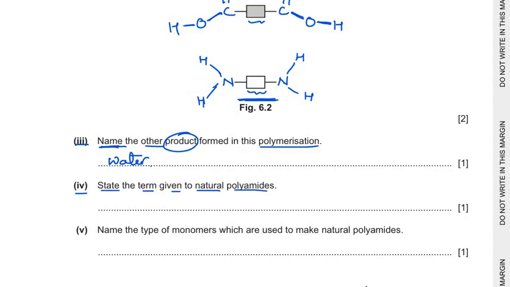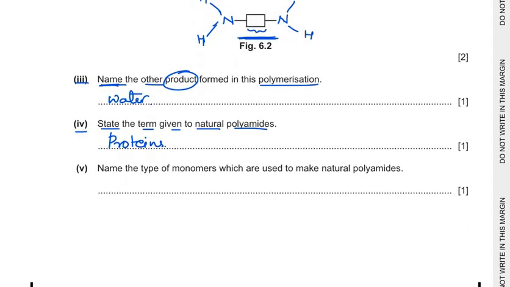So fourth sub question is state the term given to a natural polyamide. Now natural polyamide which exists are proteins. So proteins are the natural polyamides which are present. And the fifth question is name the type of monomers which are used to make natural polyamides. Now natural polyamides we have already seen, it's protein. So the monomers used are amino acids which are added on to each other to form the protein polymer.